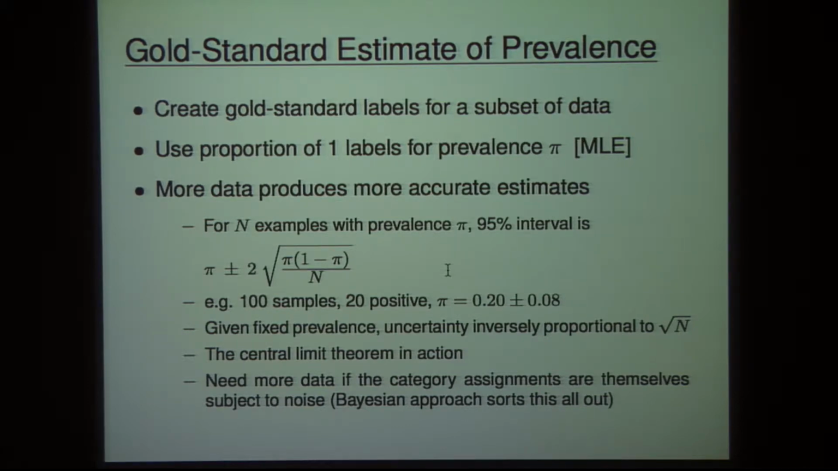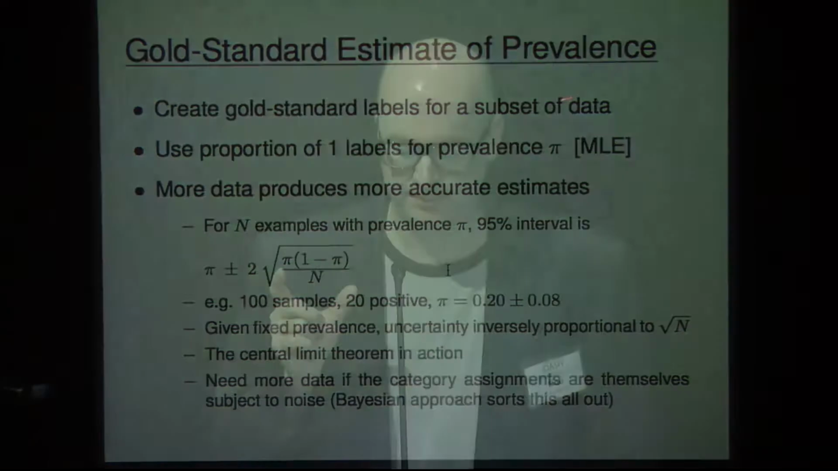So to get more certainty, to get twice as much certainty, or to cut your confidence intervals in half, you need to collect 4 times as much data, right? And just to give you a feel for this, if you have 100 samples and 20 of them are positive, you estimate 20% prevalence, but that's plus or minus 8%. So the 95% interval is 12 to 28. So you're not really very certain about that, right?